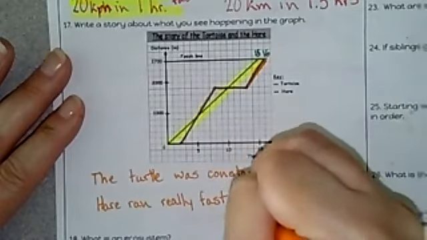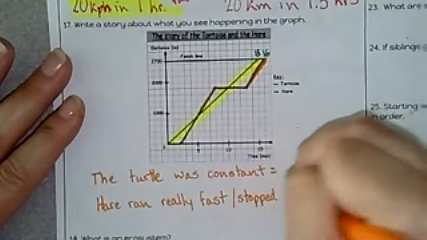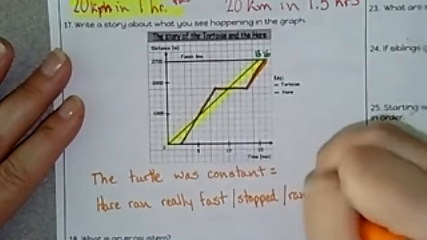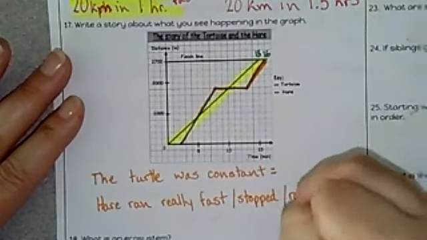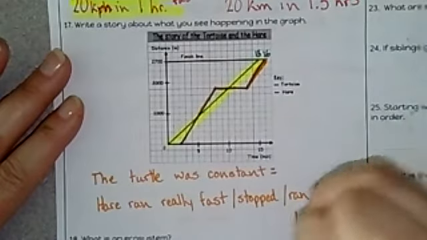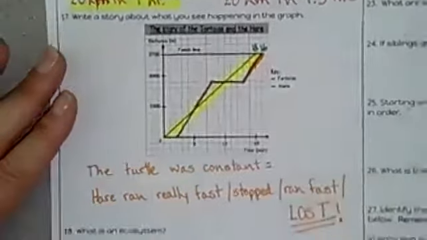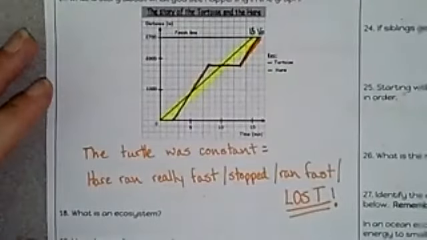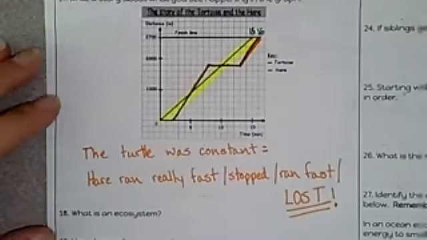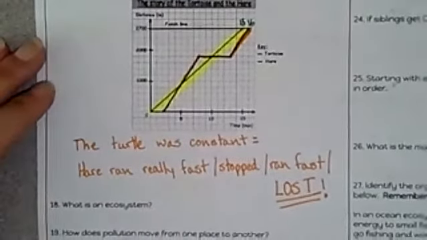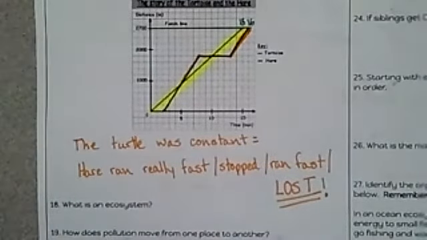Stopped. Ran fast. And lost. Loser. He shouldn't have given up. You know what happened is he got cocky, didn't he? He was like, oh, I've got this. I'm going to just rest. Yeah, he's like, I'm going to just relax. I don't have to do anything.